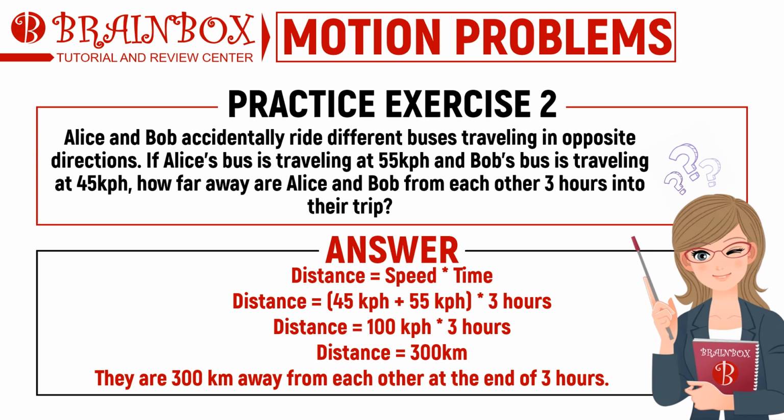Time is up. The correct answer is 300 kilometers. For this problem, the speed of Alice and Bob's respective buses will combine in terms of the distance in between them. Therefore, with the speed expressed as 45 plus 55, we substitute these values into the equation shown here. Solving for distance, we finally arrive at the final answer. After 3 hours, Alice and Bob are 300 kilometers away from each other.